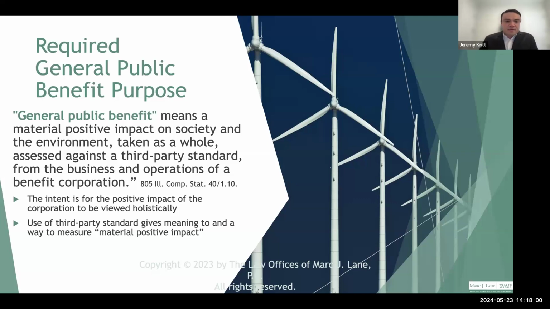And then the really important language here is assessed against a third-party standard. Obviously, at a high level, general public benefit and material positive impact are subjective, admittedly. So what assessed against a third-party standard does, which we will discuss in greater detail, is inject some objectivity. It gives us a way to measure what it means for there to be a material positive impact.